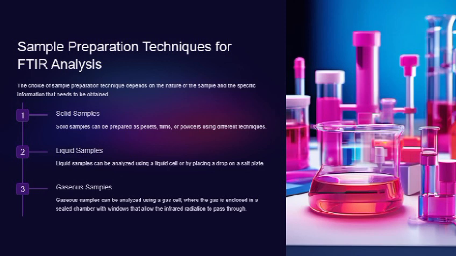The choice of sample preparation technique depends on the nature of the sample and the specific information that needs to be obtained. For solid samples, they can be prepared as pellets, films, or powder using different techniques. Liquid samples can be analyzed using a liquid cell or by placing a drop on a salt plate. Gaseous samples can be analyzed using a gas cell where the gas is enclosed in a sealed chamber with windows that allow the infrared radiation to pass through.